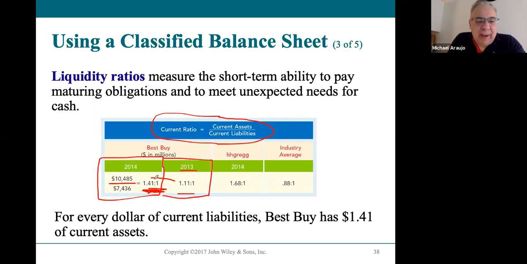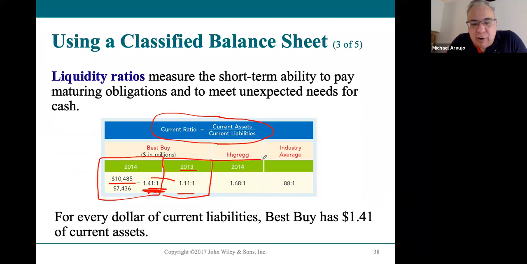So back in my day, we were looking at basically a 2-to-1 ratio as something that was very strong. Today, that might be just having too much cash. And so we're looking at basically anything close to 2-to-1 is good. It's very, very good.